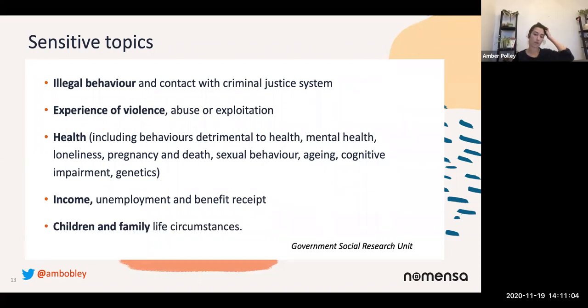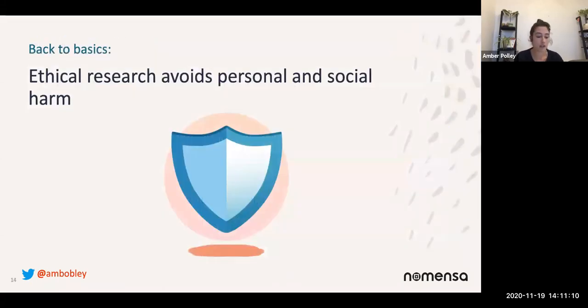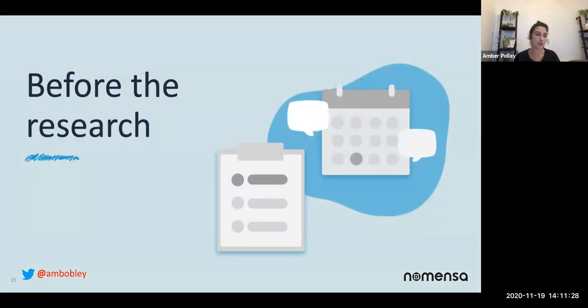Topics around children and family life can also be sensitive. Any researchers in the audience will know this, and hopefully it will be clear to anyone else, but back to basics: ethical research should always avoid personal or social harm. So how are we meant to do this when our research is potentially dealing with sensitive topics? I've broken this down into what we can think about before, during, and after the research.